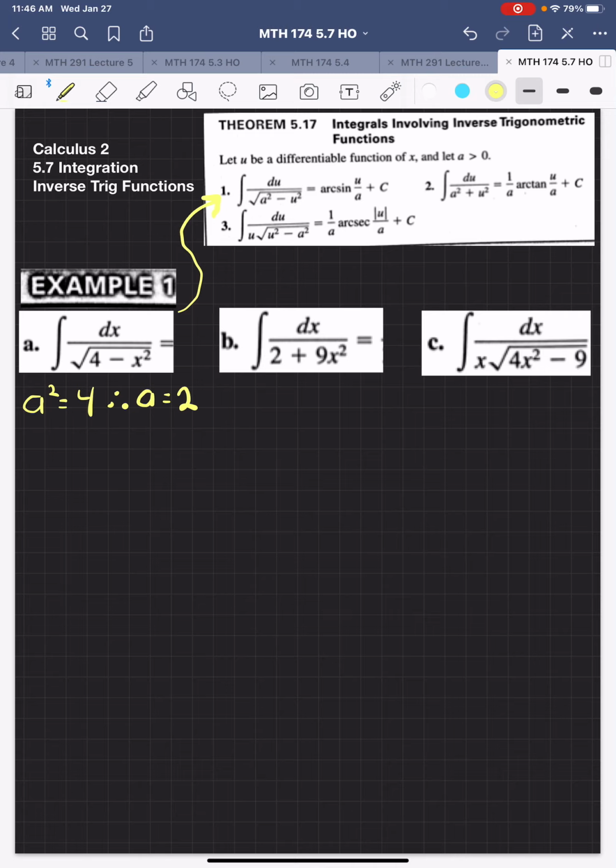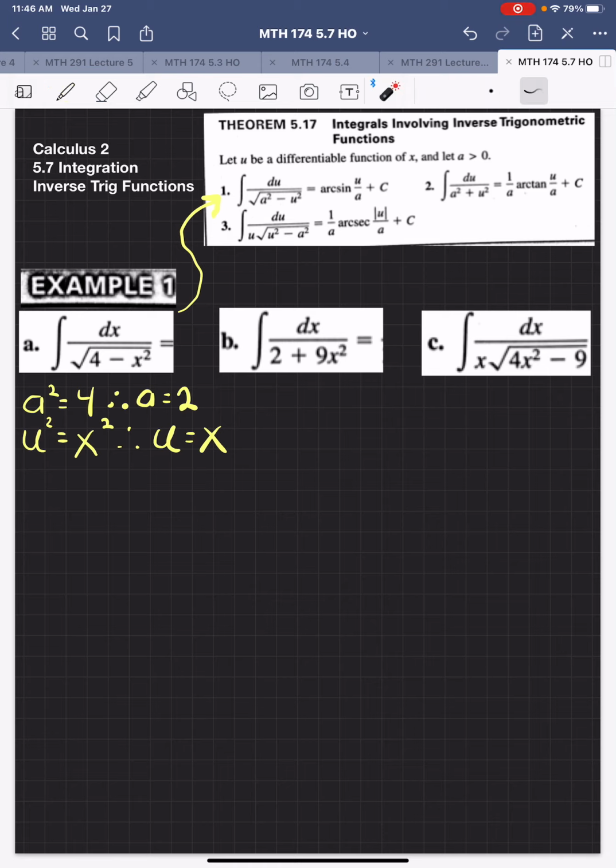Well, what about the minus u squared? Instead of u squared, we have x squared. Well, if u squared, in our example, is x squared, then what must u equal? U must equal x.